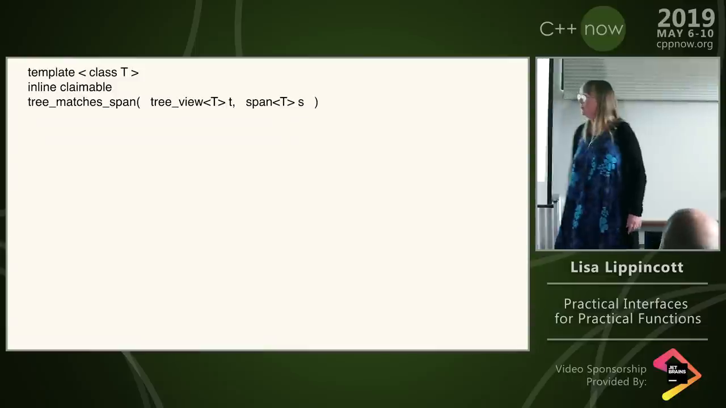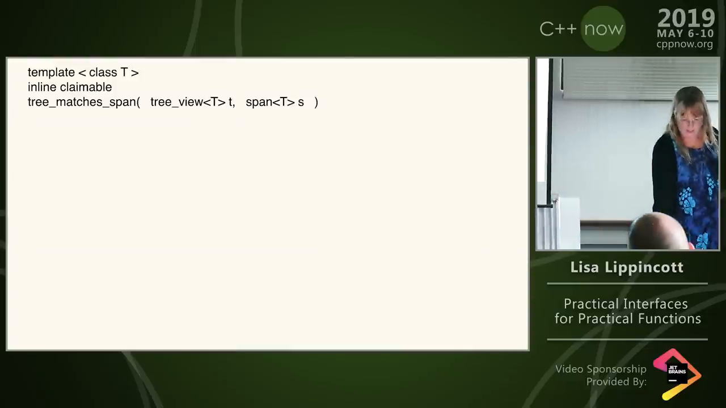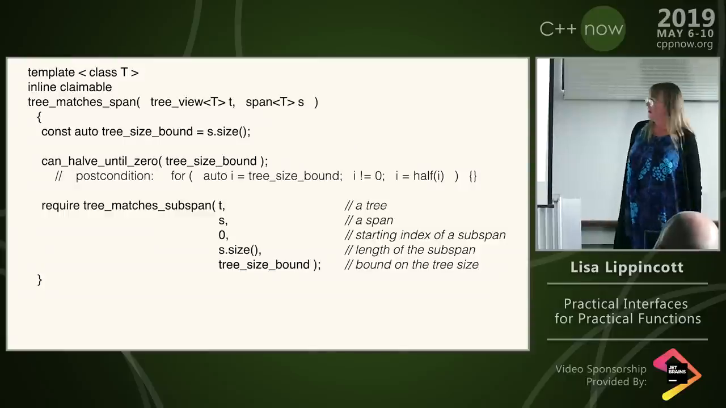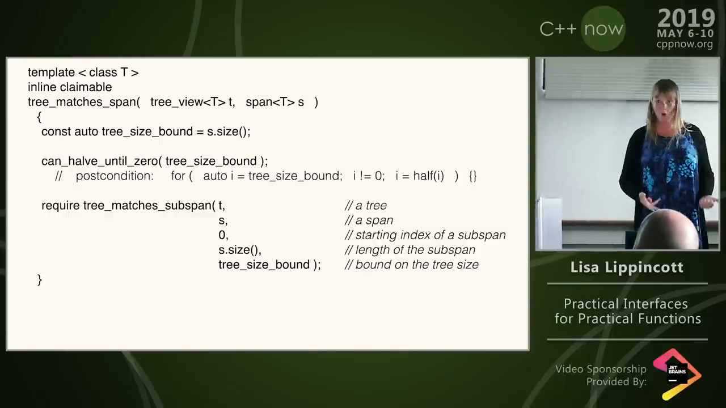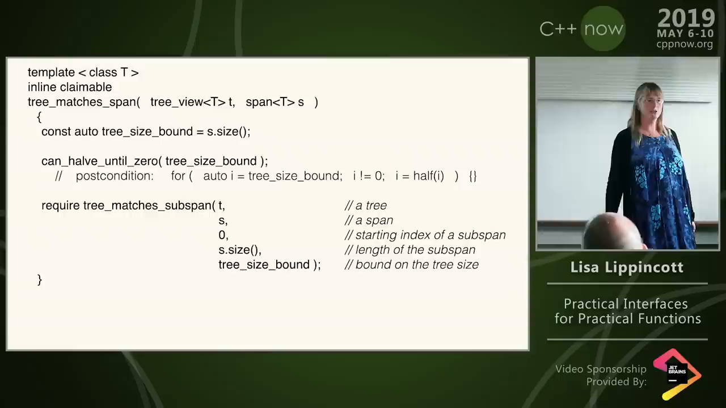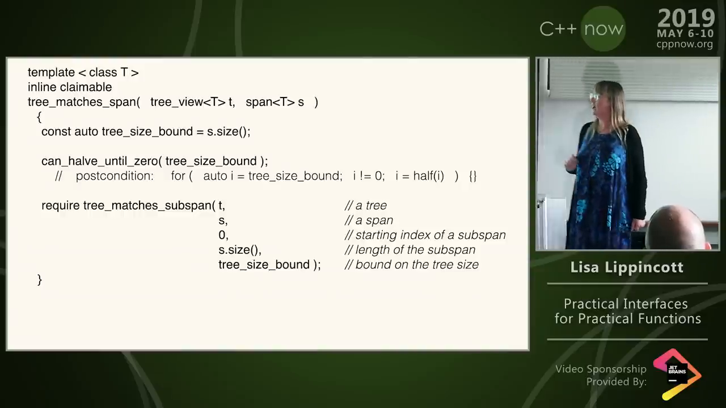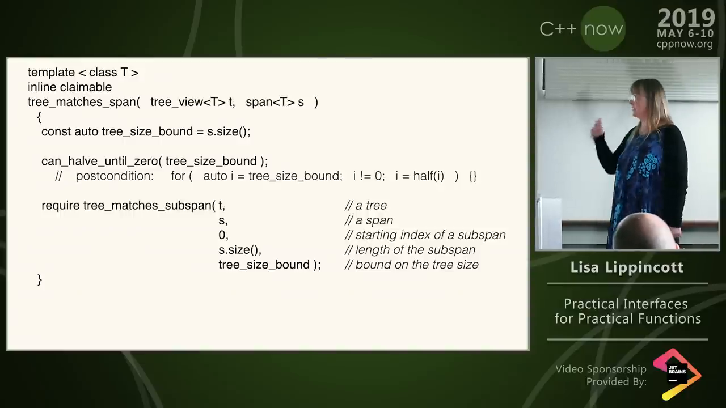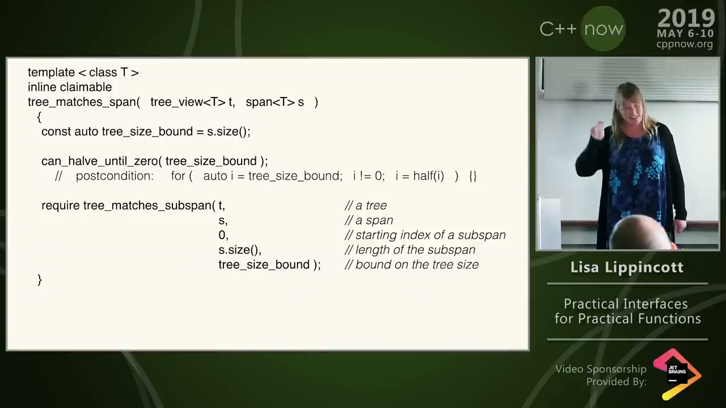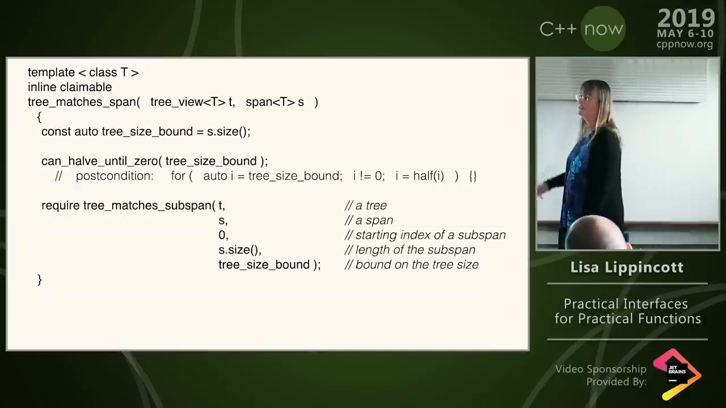What we need is a claimable function that says the tree matches the span. And here is the beginnings of the implementation for it. I'm actually going to forward off to a function tree matches subspan to actually do the work. And I'm going to do a little setup beforehand, because I'm setting up for a recursive function, and I want to make sure that recursive function terminates. And it's going to terminate because this loop here in the comment terminates. This loop in the comment just takes the tree size, halves it, and eventually gets to zero. Because any integer you have, if you keep halving it, you will eventually reach zero. That's a fundamental property of integral types in C++.